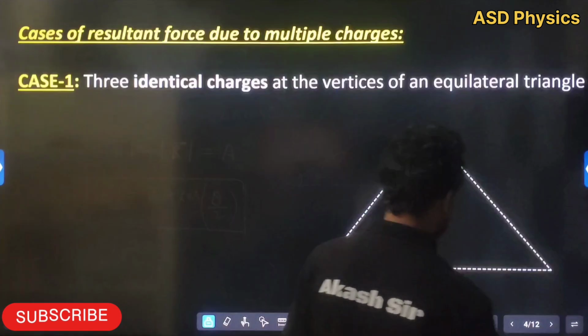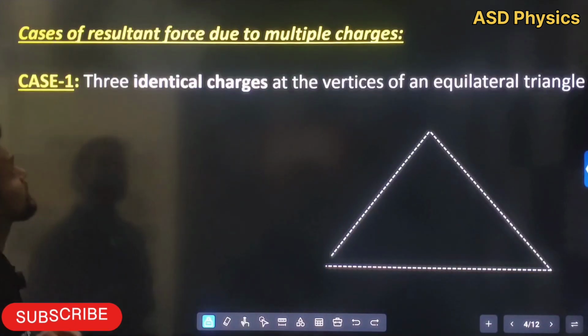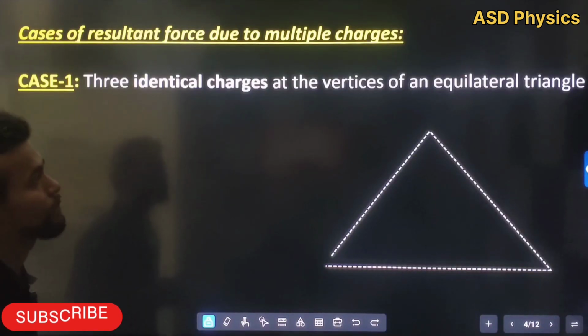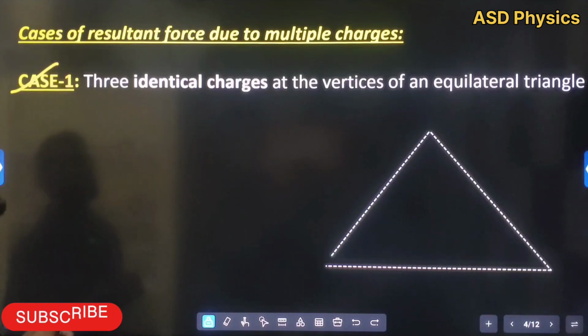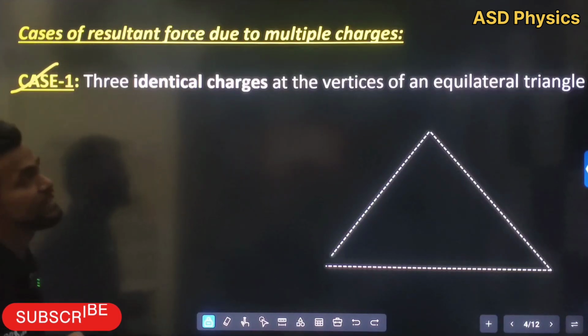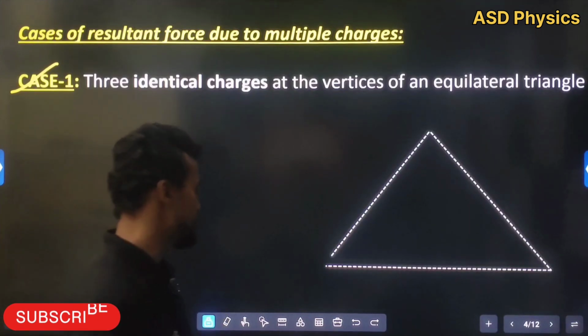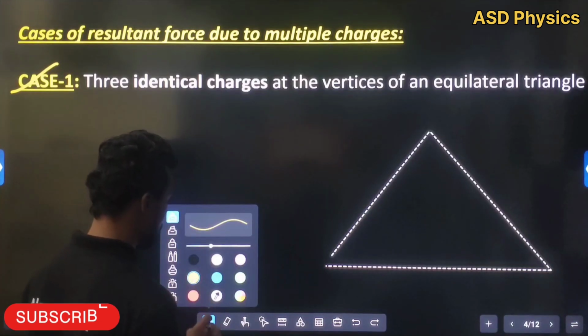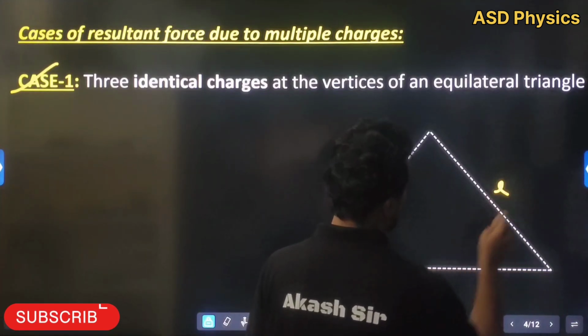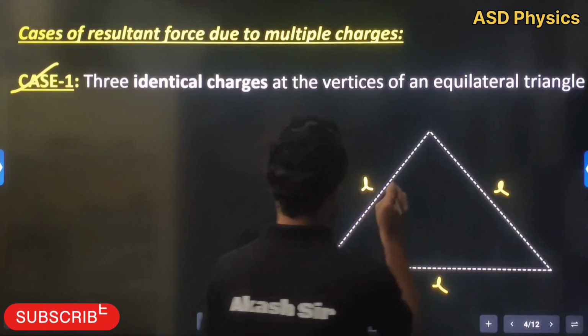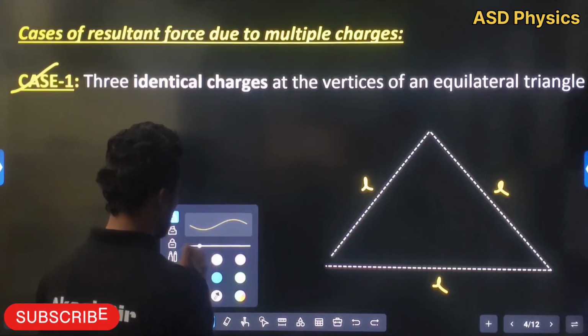Okay, so let's see here one by one, students. Cases of resultant force due to multiple charges. In case 1, what I have taken is three identical charges at the vertices of an equilateral triangle. Equilateral triangle means all the sides of the triangle will have the same length, L.